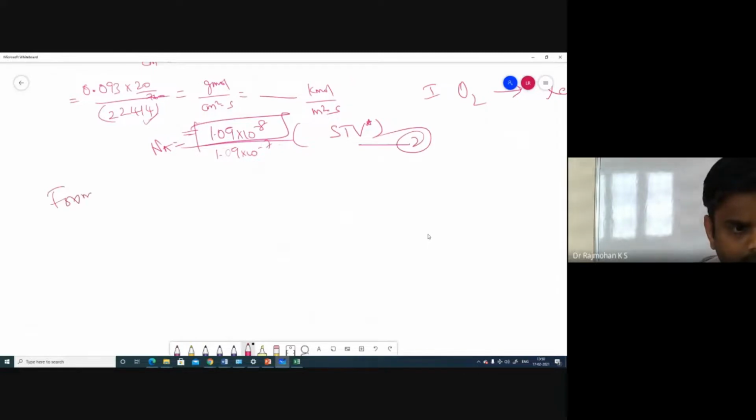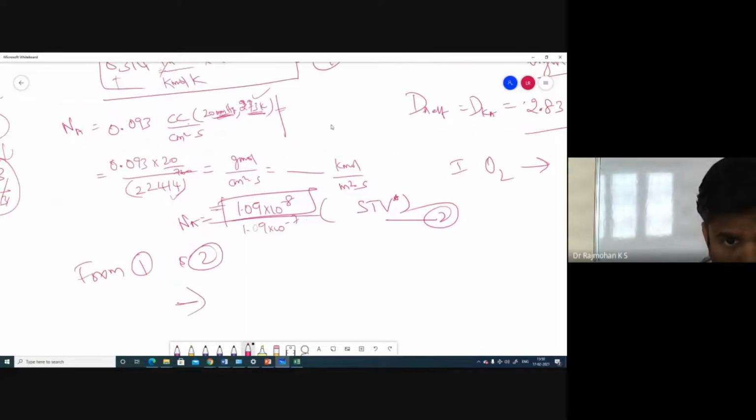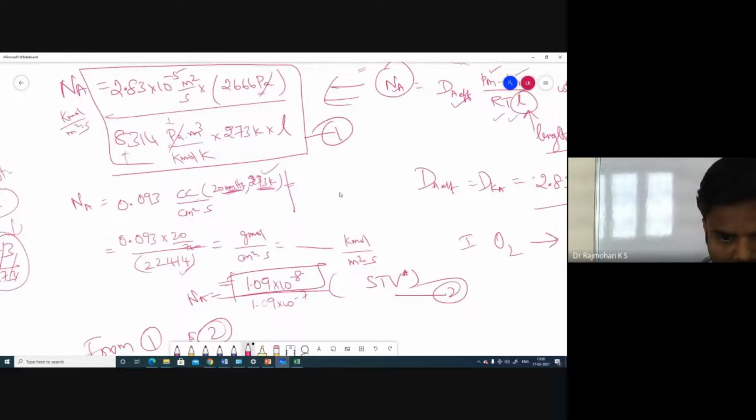From 1, that's what I told you to convert. You have to get the value in kg. This value is to be converted to kg mole per meter square second. So this is gram mole per, so convert to kilomole per meter square second. So how much do you get?